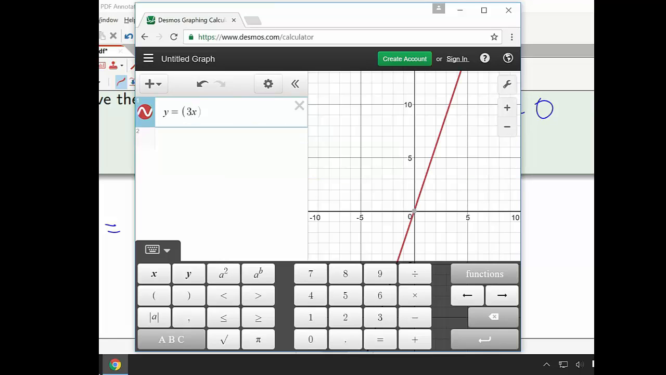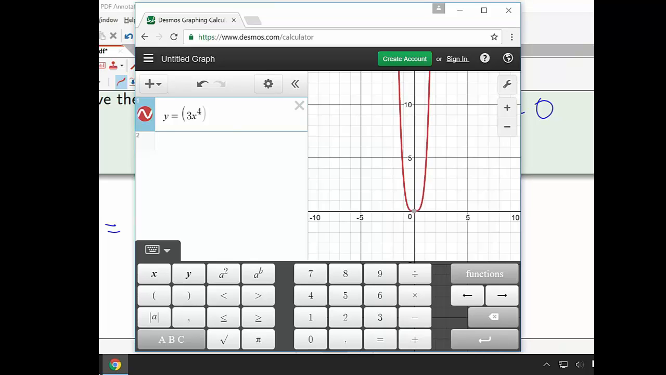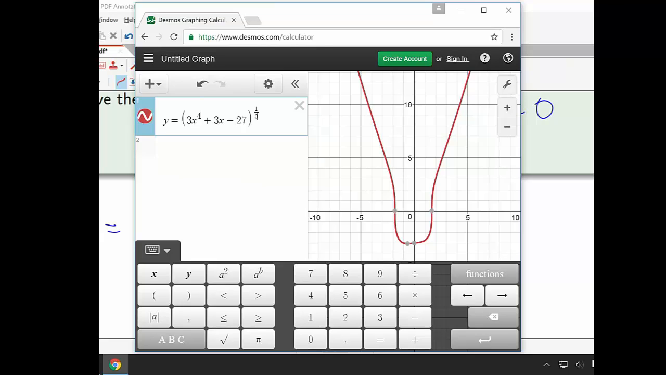So let me write 3x to the 4 plus 3x minus 27 to the power 1/3. Right, so if we just plot this function as the whole thing, if we just don't bother with it being positive or negative, then we'll get this picture. But remember that in the original differential equation, we're not allowed to have y being equal to 0.